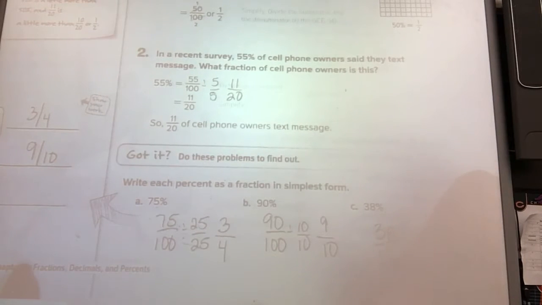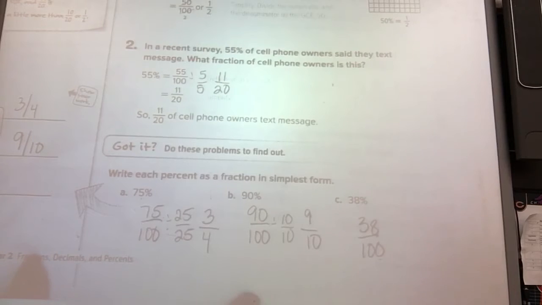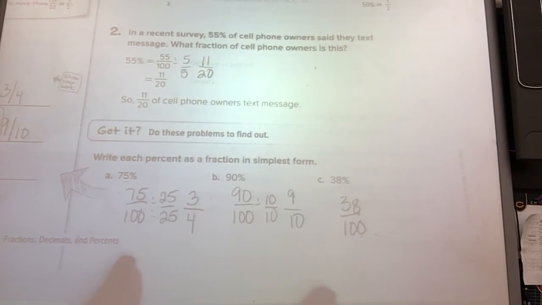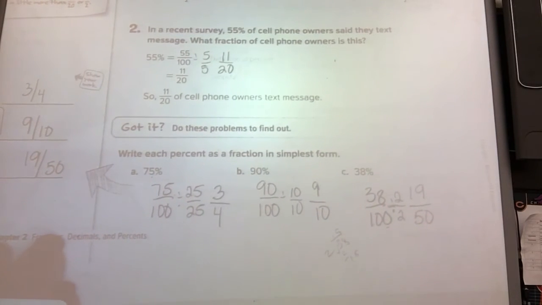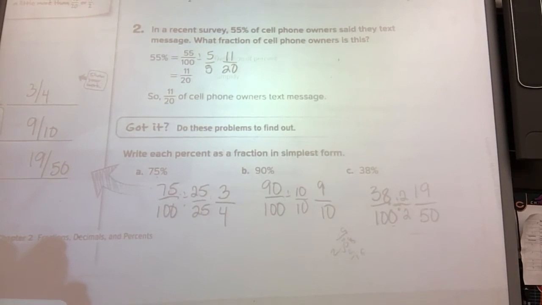38 over 100. Well, they both end in an even number, so it's got to at least divide by 2. Let's see. 38 divided by 2 is 19 over 50. Divided by 2 on the top, divided by 2 on the bottom. Use that multiplication chart if you need to. And we get 19/50. Reducing is going to be the hardest part of this one. And just write them over 100, reduce them when you can. Okay?